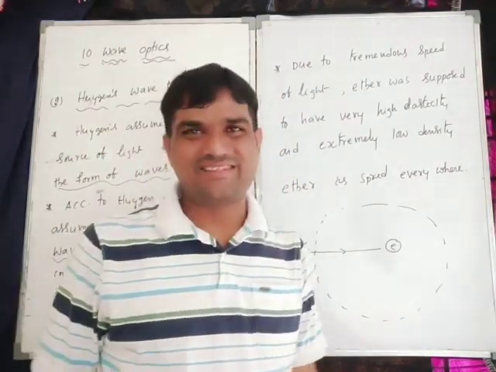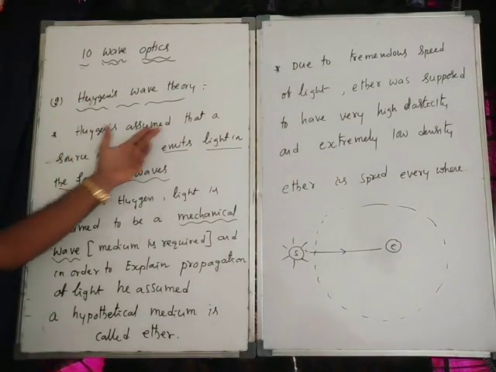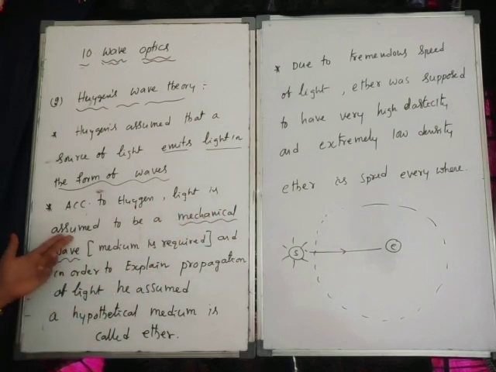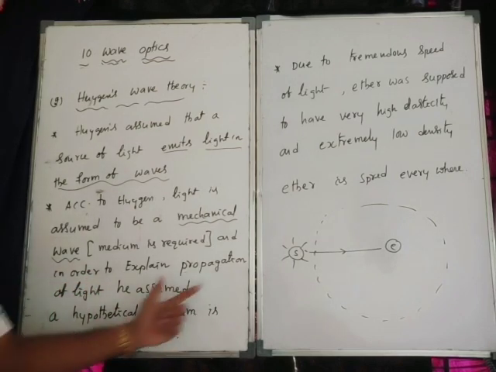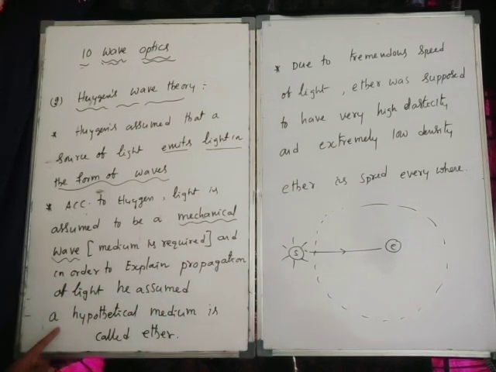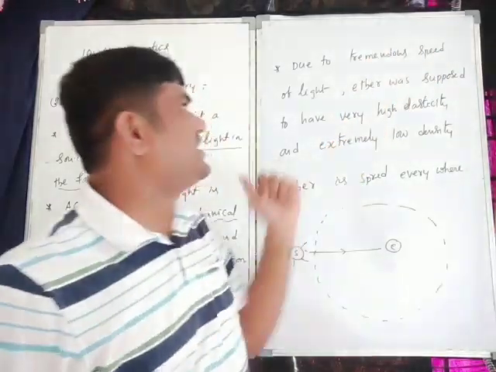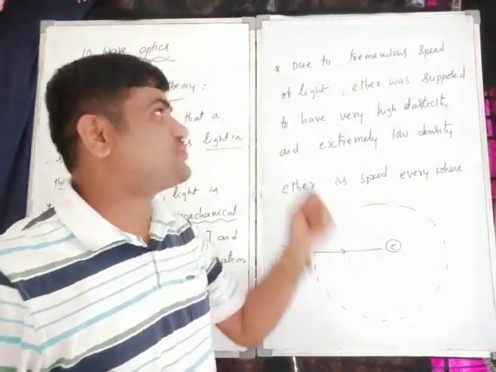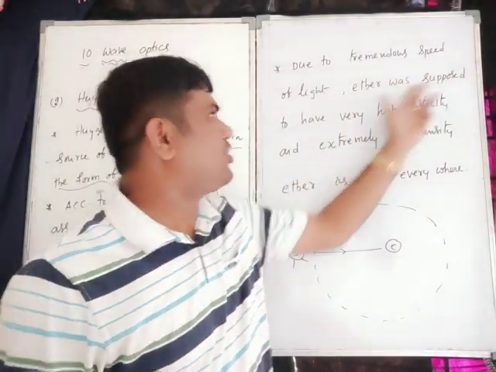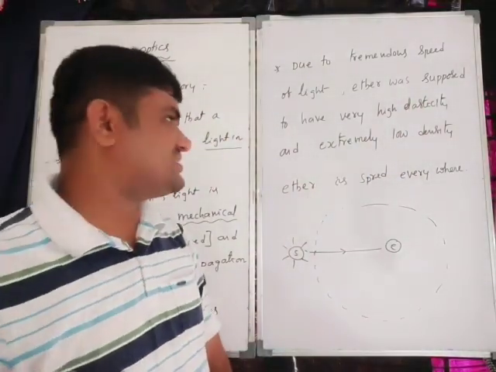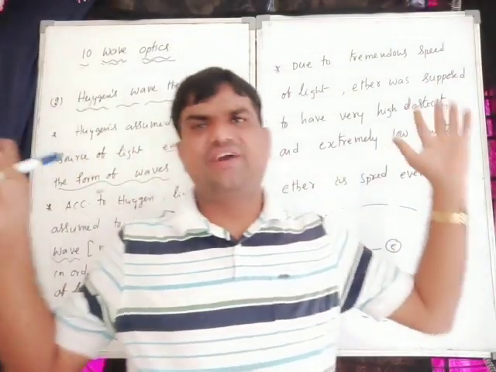These are the points of Huygens. What is the first point? Huygens assumed that a source of light emits light in the form of waves. And second, according to Huygens, light is a mechanical wave. In order to explain the propagation of light, he assumed a hypothetical medium called ether. Due to the tremendous speed of light, ether was supposed to have very high elasticity and extremely low density, and ether is spread everywhere.